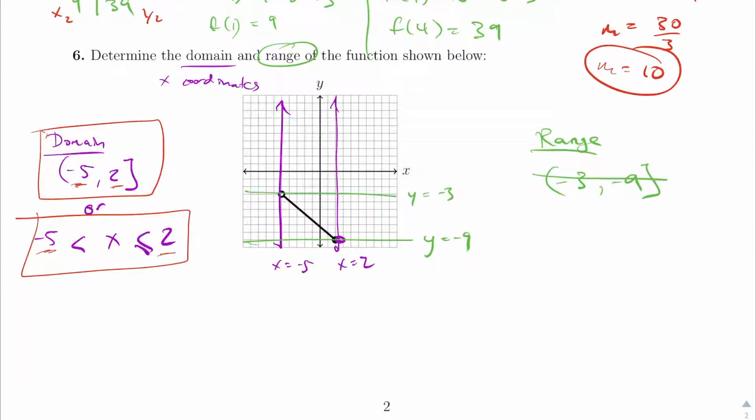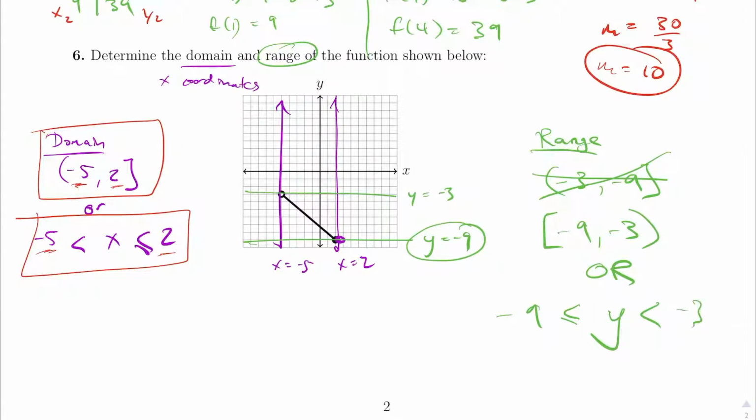The reason why is you actually have to put the minimum first. So -9, -3, including -9, not including -3. Or in inequality notation, -9 is less than or equal to y is less than -3. So this one was confusing because the -3 is on the left, but when you think about it y-wise, this is actually the max, so it has to be on the right-hand side of your interval.